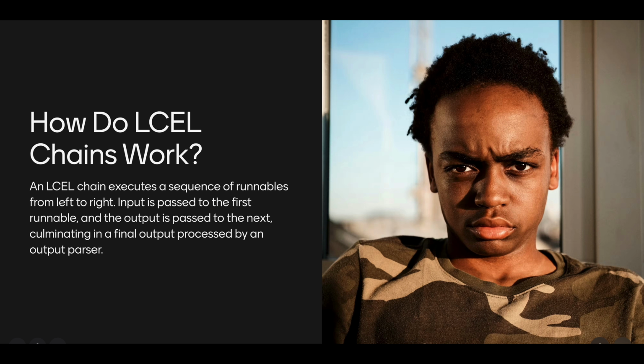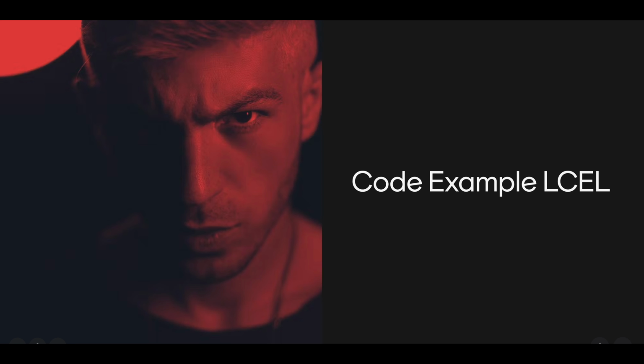Now you may have the question, how does an LCEL chain work? An LCEL chain is essentially a sequence of runnables executed in order from left to right. Here is how it works. Input is passed to the first runnable, for example the prompt template. The output from the first runnable is passed to the next runnable, that is the LLM. The final output is processed by the output parser. Now let's see how it works in a code example.